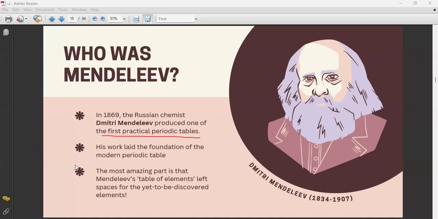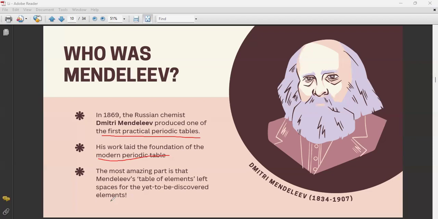So he was the first one who classified the elements in a proper scientific and systematic manner, and he laid the foundation on which the modern periodic table has been made. Okay, and the most amazing part is that his table of elements left spaces for yet to be discovered elements. Now we can see that he left gaps in his table, for which he gave predicted names.